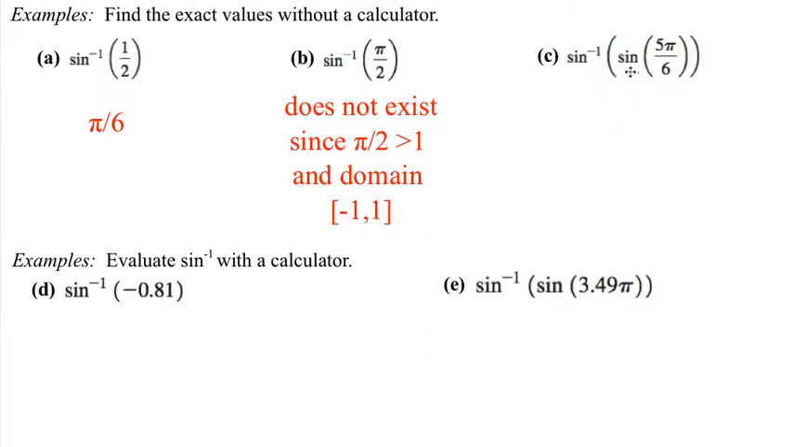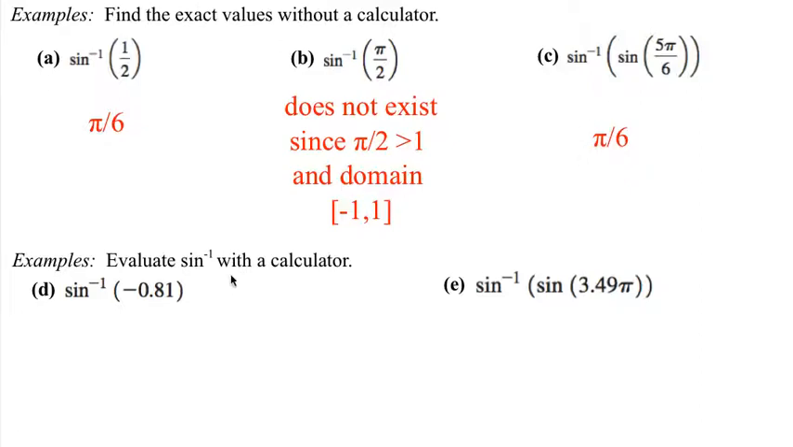Letter C says, the angle whose sine is the sine of 5pi/6. Well, the sine of 5pi/6, that's a 30-degree reference angle, and the sine of 30 is 1/2, and the angle whose sine is 1/2, remember our domain restriction, we're going to go from -1 to 1, and our range goes from -pi/2 to pi/2. So this is just going to give us pi/6 radians. It's just going to be the first quadrant reference angle.